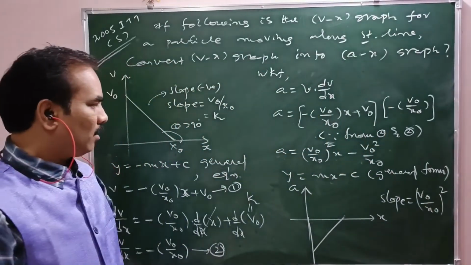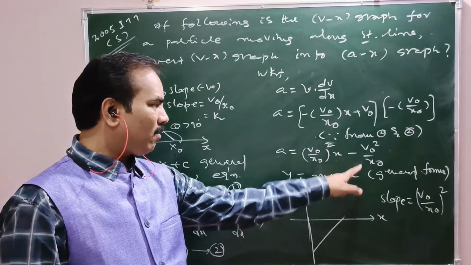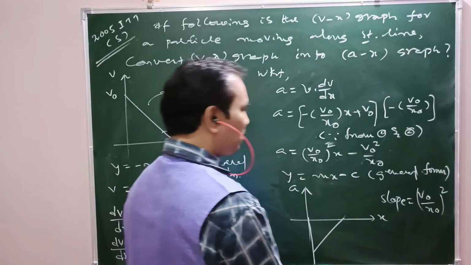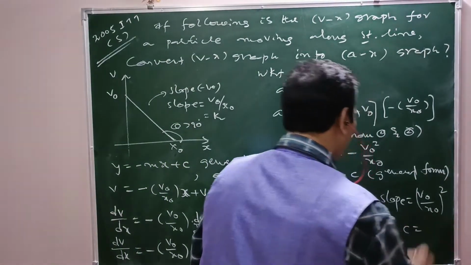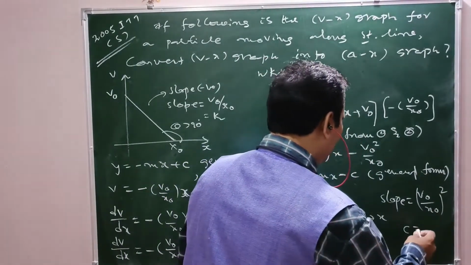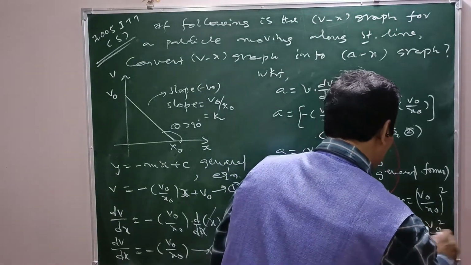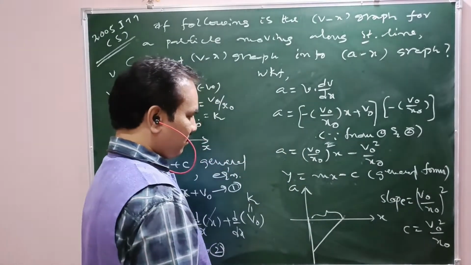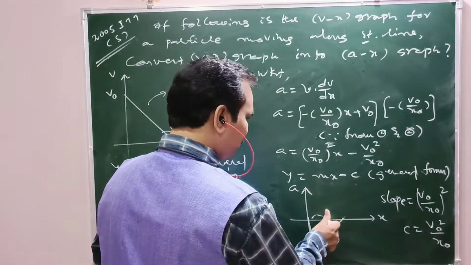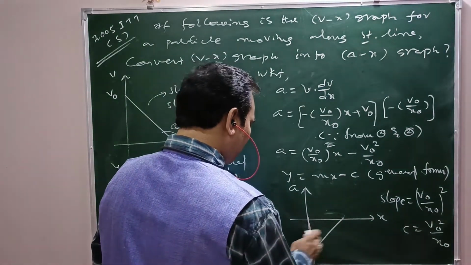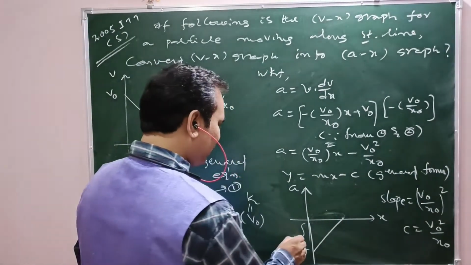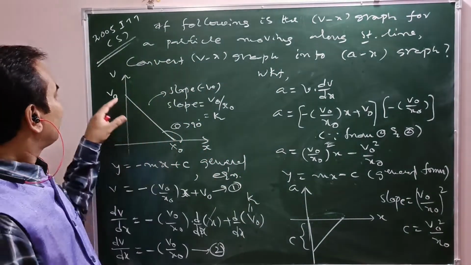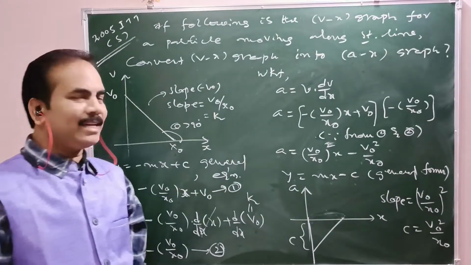Alright? But c equals v naught square by x naught. The y-intercept when x equals 0 is c, that is v naught square by x naught. So this value is c. Slope is that one. So this is about conversion of a v-x graph into an a-x graph.